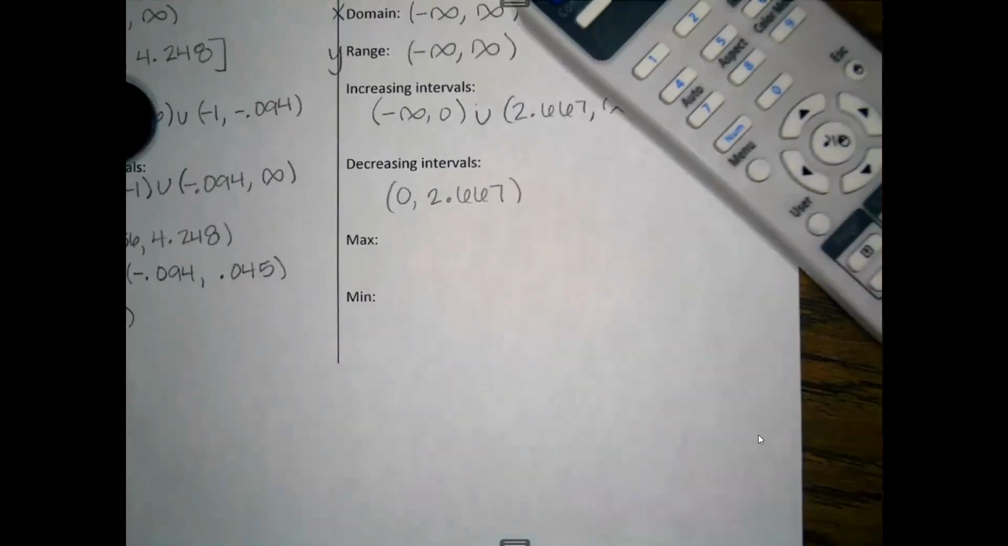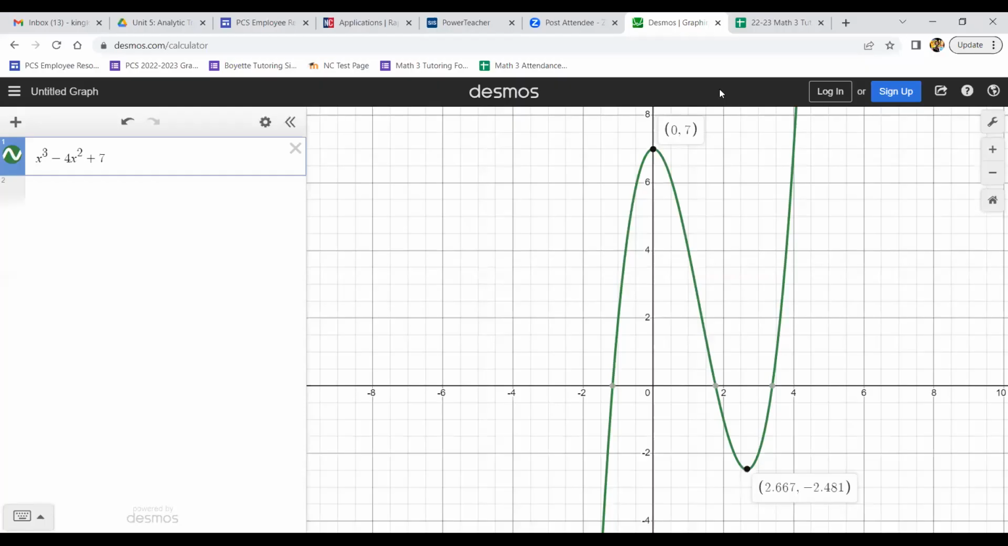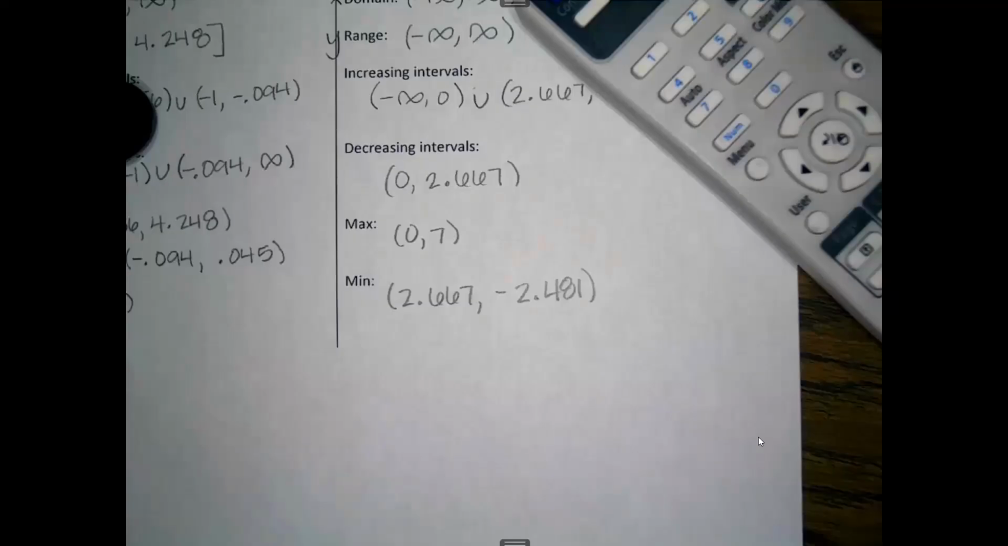Okay. Now we got to find the max and the min. So what's the max? 0, is it 7? Okay, 0, 7. And then what is the min? Perfect. Okay, so we got all of our answers written down. Let's go ahead and get our names on those warm-ups and get them turned in.